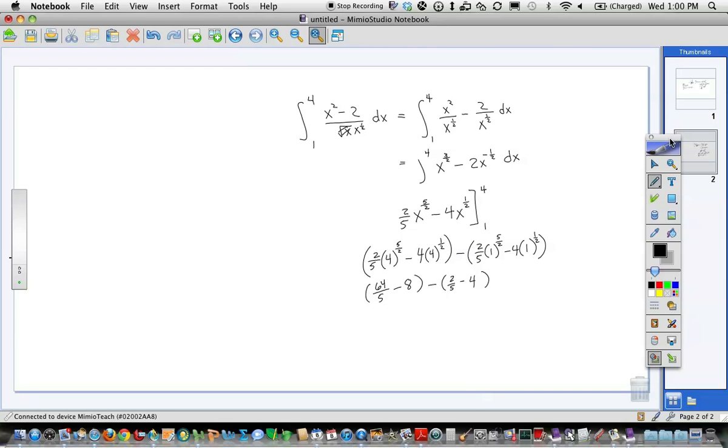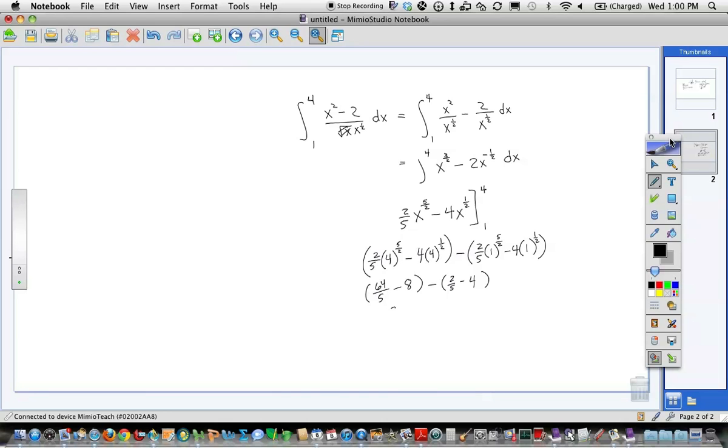This is why I like improper fractions. I think they're easier. 8 would be 40/5, right? 40/5. 64 minus 40 is 24/5. Minus, and this one would be 20/5. So 2/5 minus 20/5. Negative 18/5. Add the opposite. 42/5. And that's reduced. Right? It'll be 8 2/5.